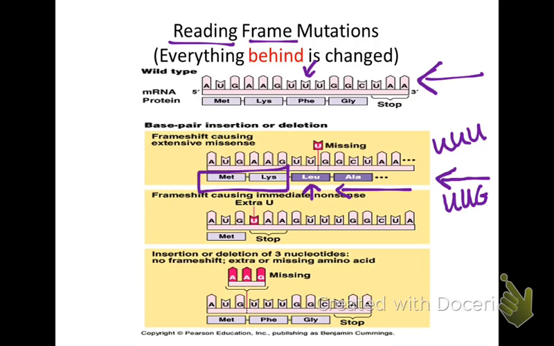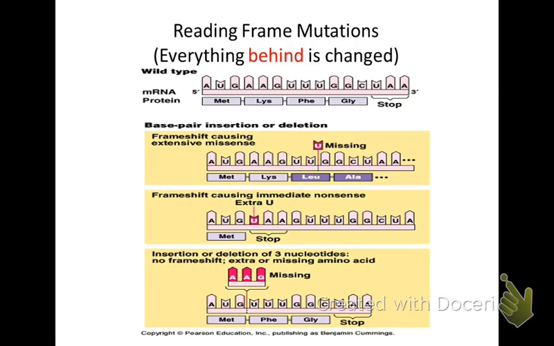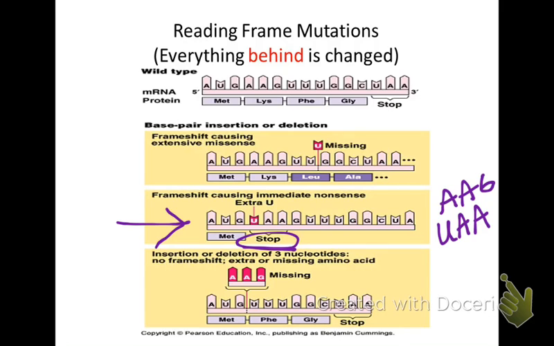Then you also have the frame shift mutation where you have an insertion. It adds an extra letter. So that's what's going on here. AUG is normal, then you add an extra U. So instead of AAG, the codon that codes for lysine, you have UAA, which is a stop codon, and everything after that is not going to matter because your stop codon is going to stop the entire process. Now, it is possible that it wouldn't be a stop codon, it would be another amino acid, but it is going to mess up every amino acid after that.